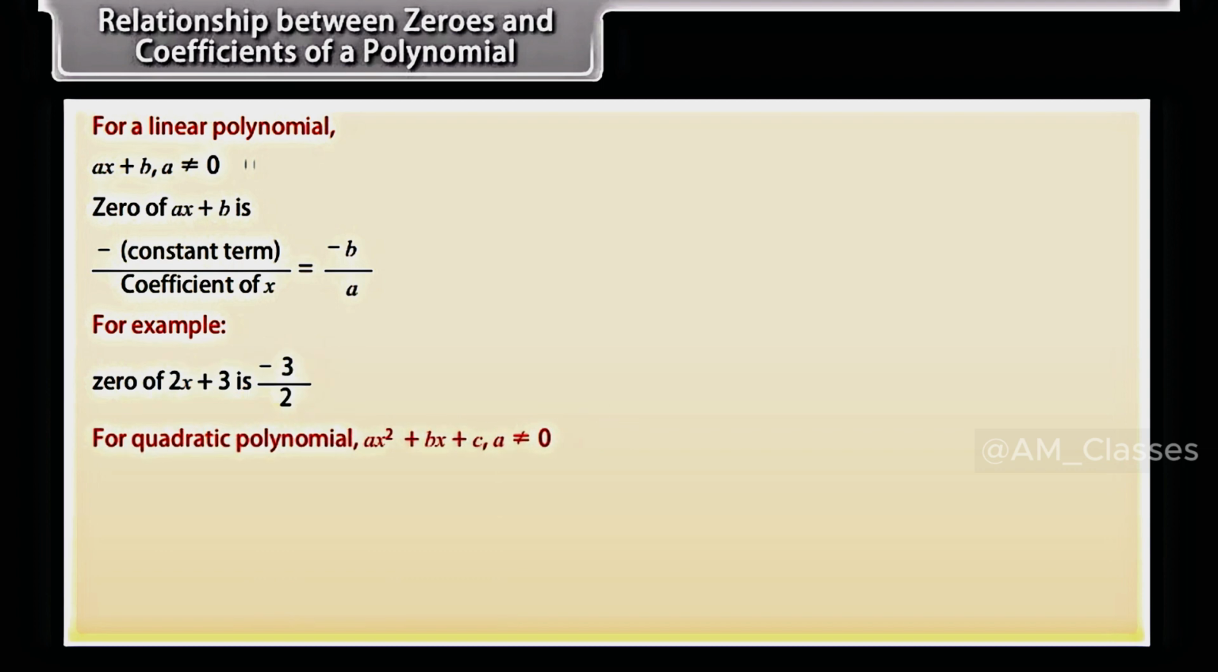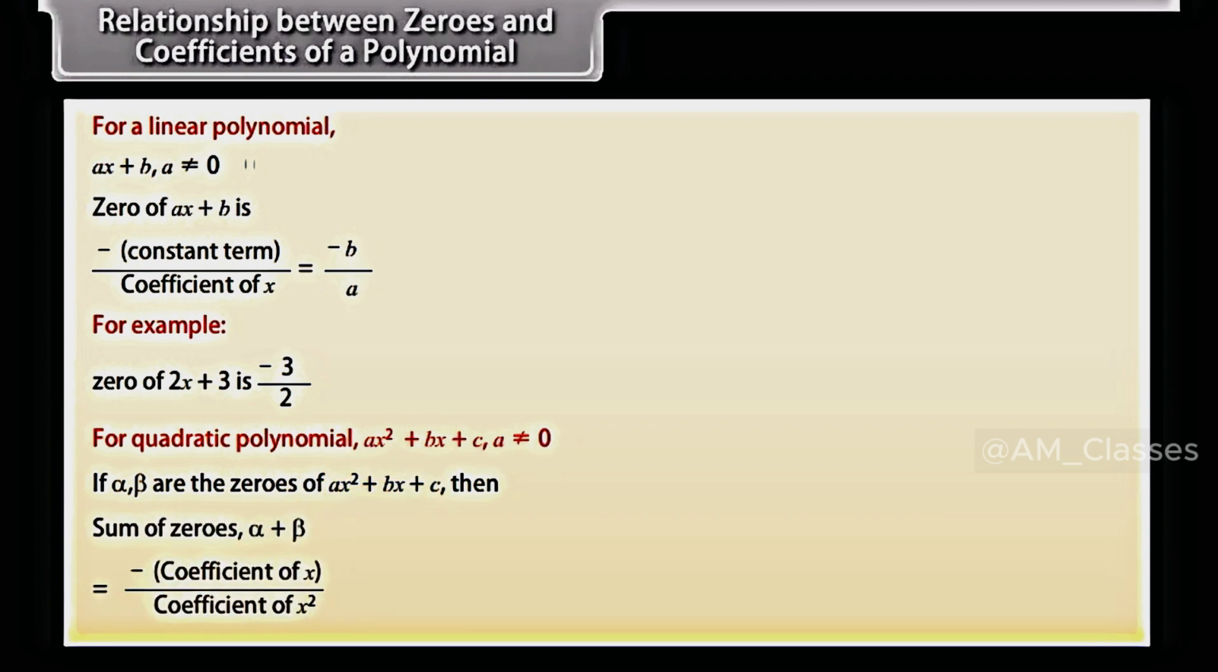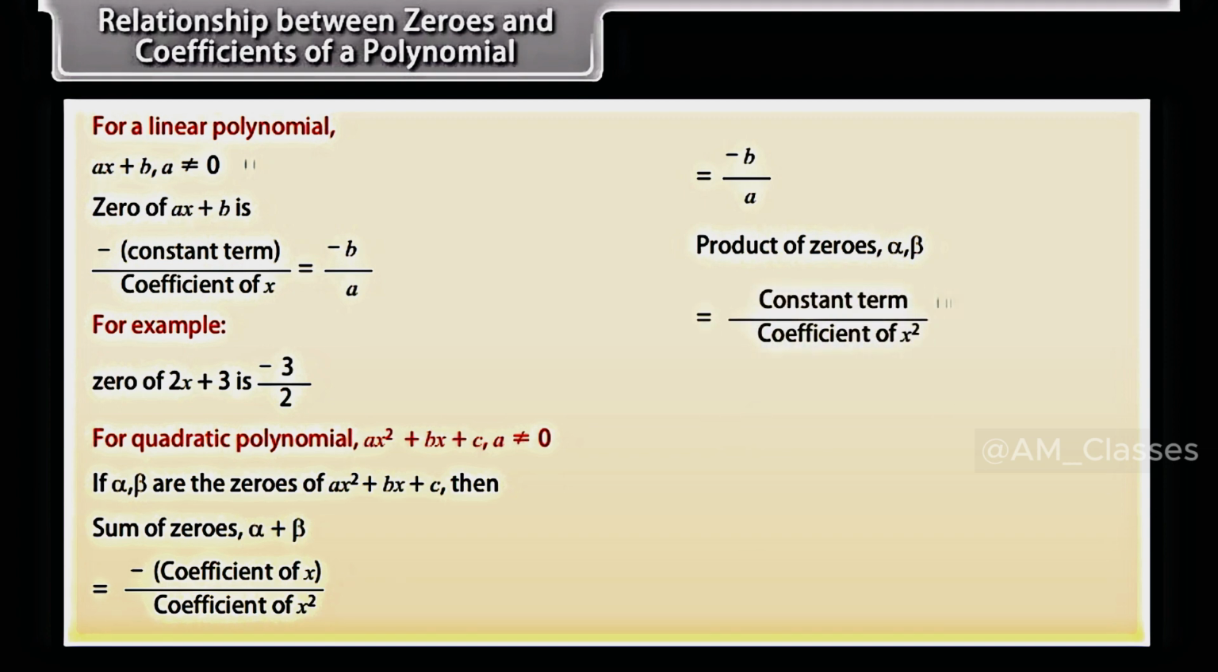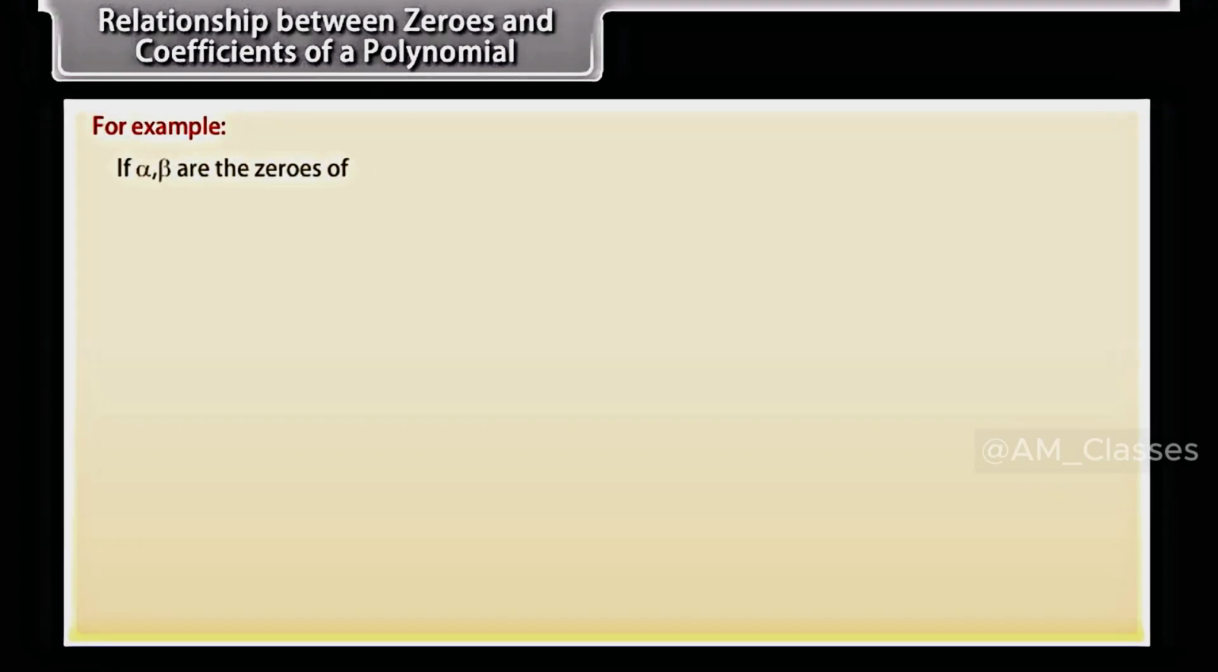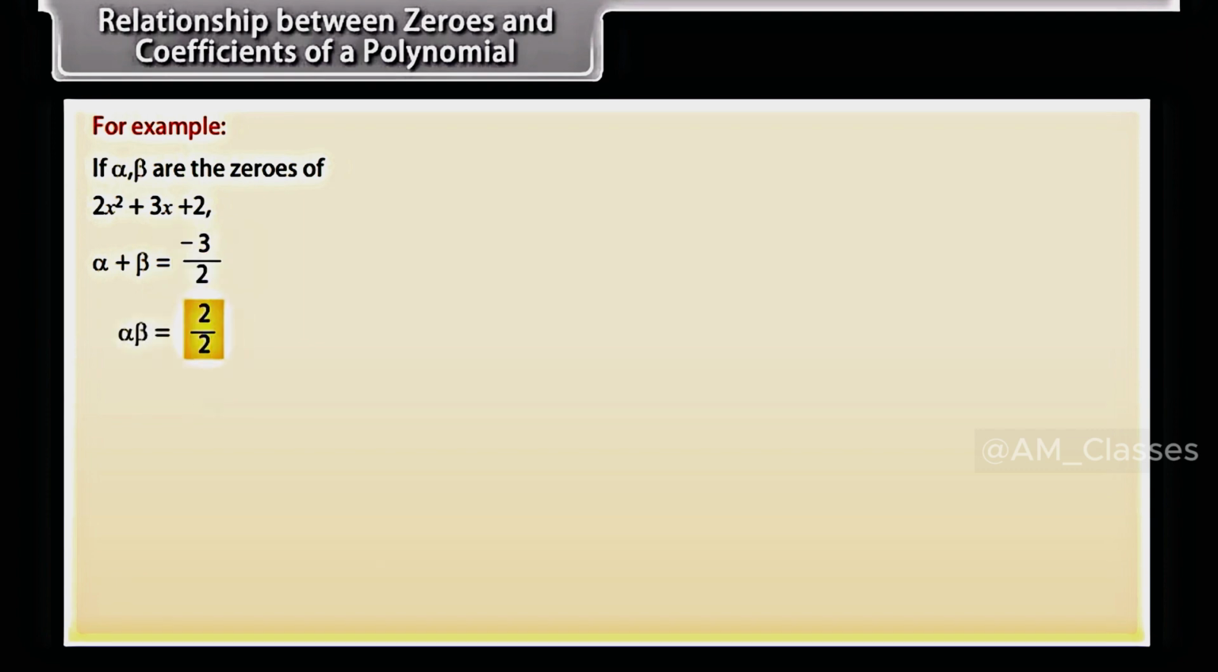For quadratic polynomial ax square plus bx plus c, a is not equal to 0. If alpha, beta are the zeros of ax square plus bx plus c, then sum of zeros, alpha plus beta, is equal to minus coefficient of x upon coefficient of x square, which equals minus b upon a. Product of zeros, alpha beta, is equal to constant term upon coefficient of x square, which is equal to c upon a. For example, if alpha, beta are the zeros of 2x square plus 3x plus 2, then alpha plus beta is equal to minus 3 upon 2, alpha beta is equal to 2 upon 2, which equals 1.